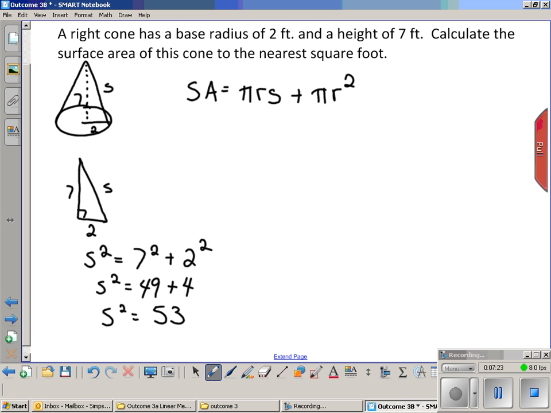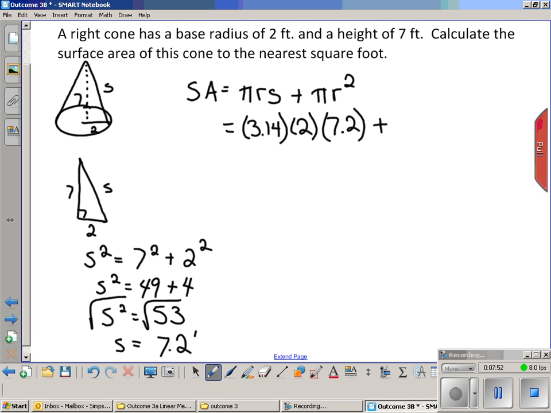To get s by itself, we're going to take the square root of both sides, and on your calculator, when you do that, you end up with an approximate answer of 7.2. And these, of course, are feet. So plugging into our formula, pi is 3.14. Our radius is 2. S is our slant height, which we just calculated to be 7.2.